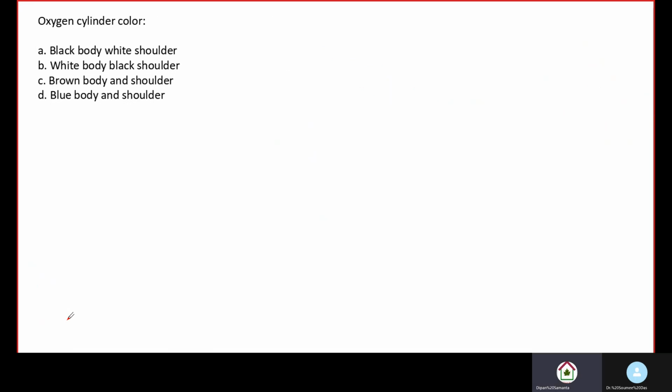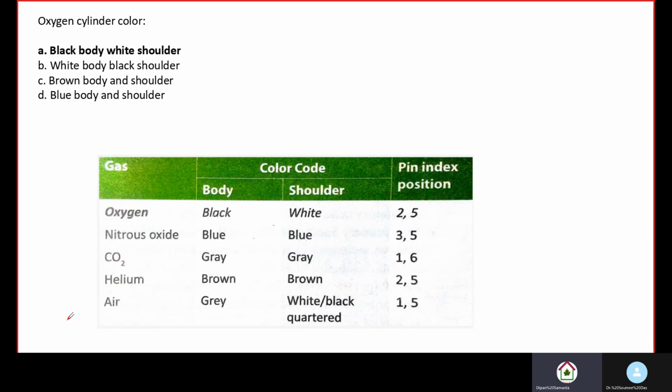Okay, next question. Oxygen cylinder color should be black body, white shoulder; white body, black shoulder; brown body and shoulder, both brown; or both body and shoulder blue. Very important question. In fact, in the recent past, a question came from this table. I will show you. The answer is black body, white shoulder. This table must be grasped completely.